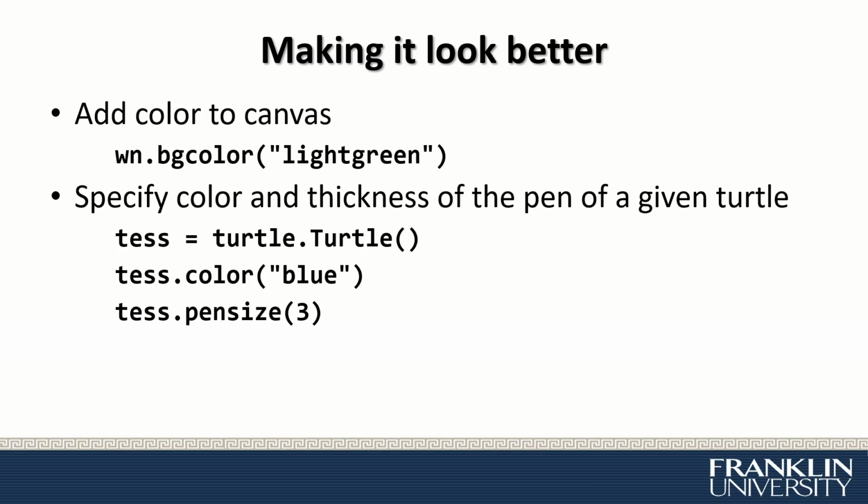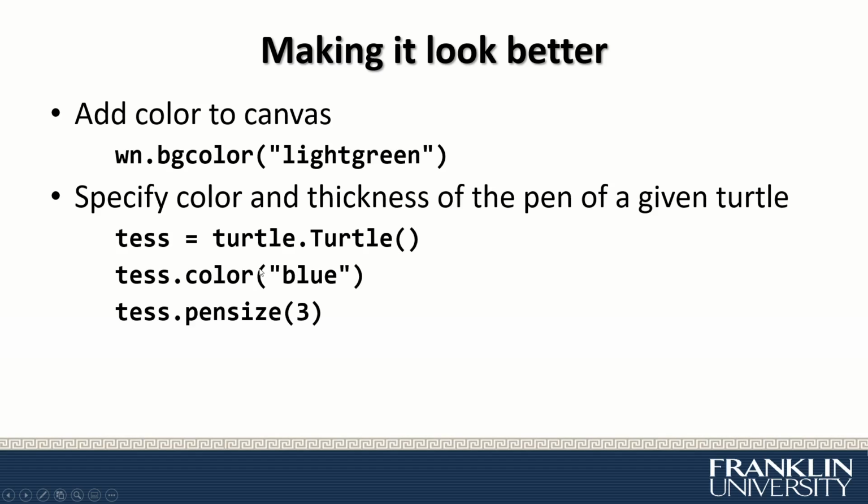You can also use the background color, bgcolor. So again, if you look at this statement here, wn is the object, the screen object. Dot bgcolor is the method, and then you can pass in this case light green. I want to change the background color to light green.